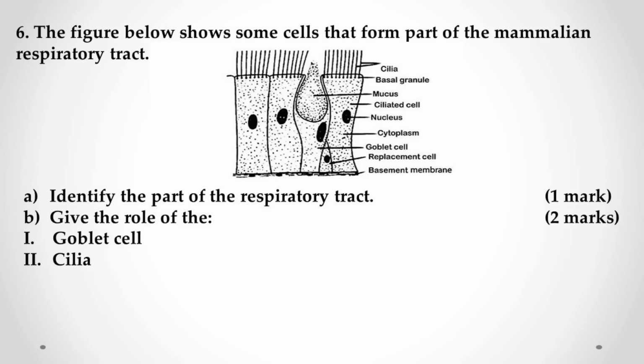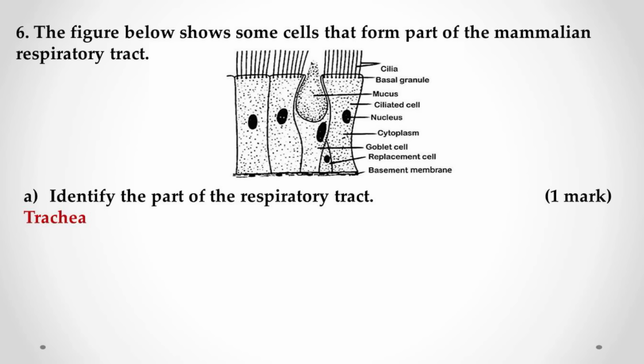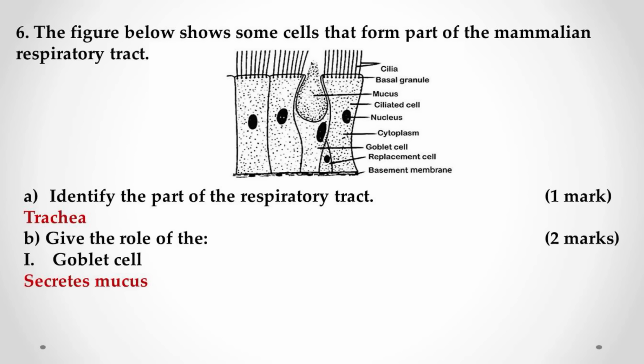Question 6. The figure below shows some cells that form part of the mammalian respiratory tract. Question A, identify the part of the respiratory tract. Question B, give the role of the goblet cell, and give the role of the cilia. The part is the trachea. The role of the goblet cells is to secrete mucus, and the role of cilia is to waft the mucus up to the pharynx.